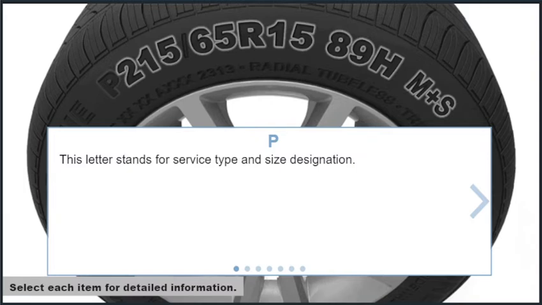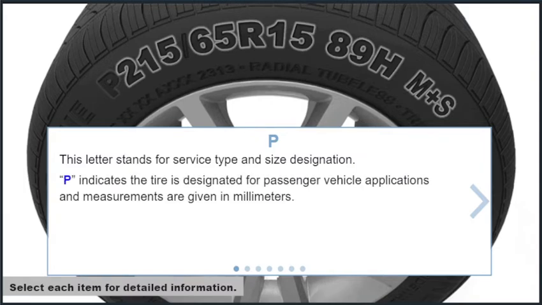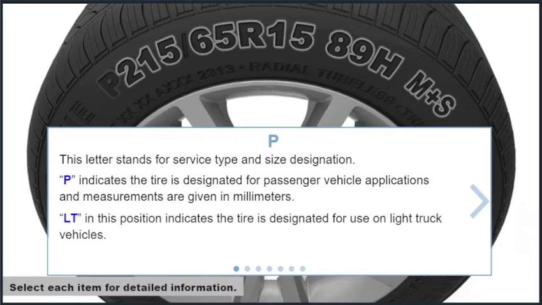This letter stands for service type and size designation. P indicates the tire is designated for passenger vehicle applications and measurements are given in millimeters. LT in this position indicates the tire is designated for use on light truck vehicles. T indicates it's a spare tire.